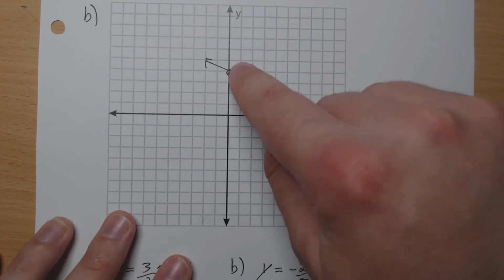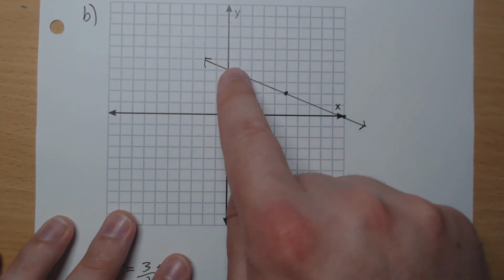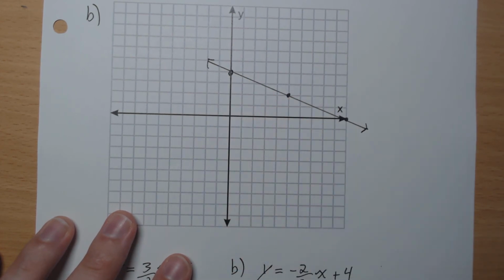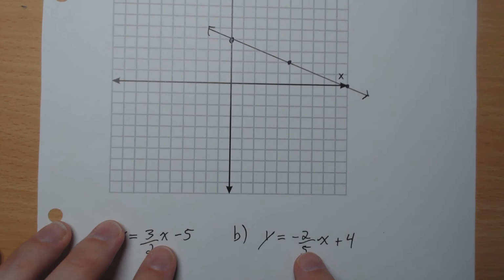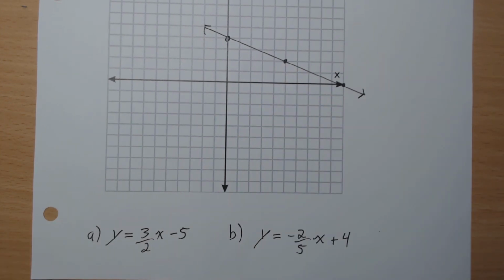B, we notice that the y-intercept is 4, so plus 4, like that. We notice that we're going down by 2, so negative 2, and then over by 5, like that. So negative 2 over 5 is our slope. And so this is our equation of that graph.